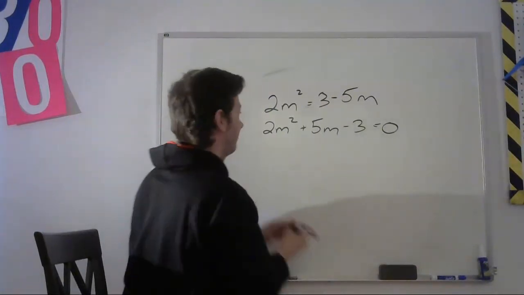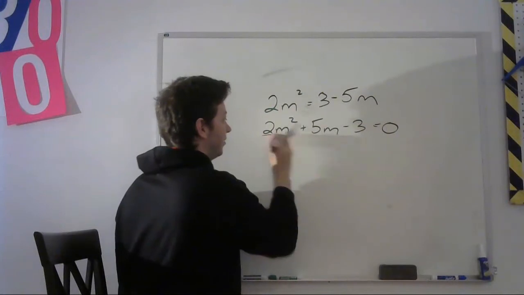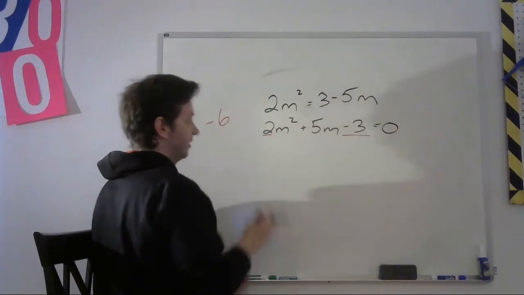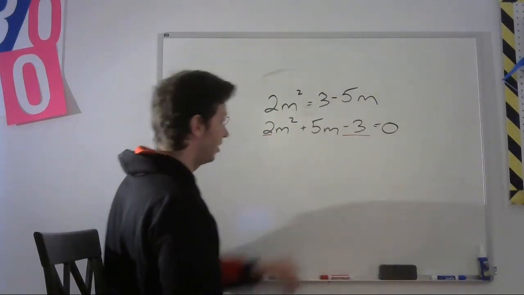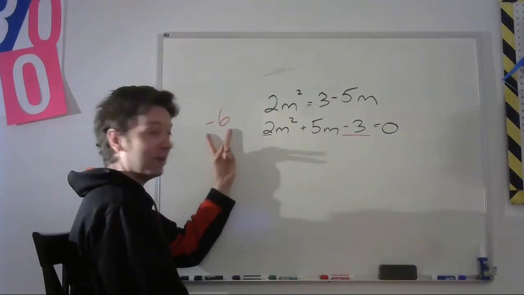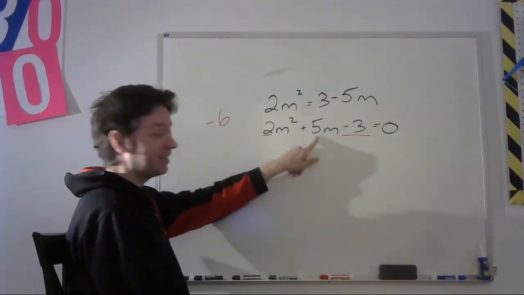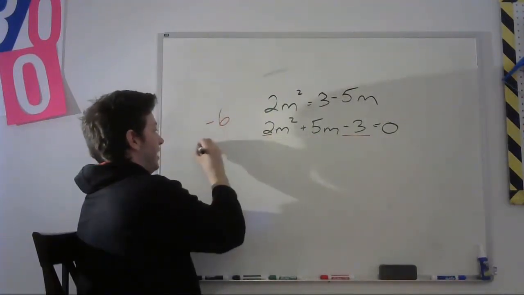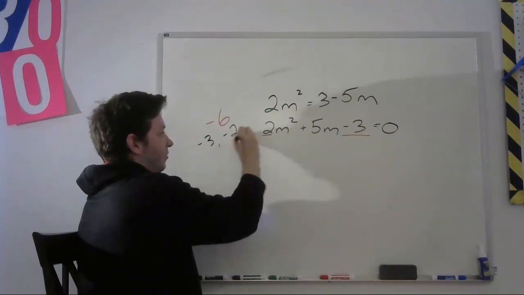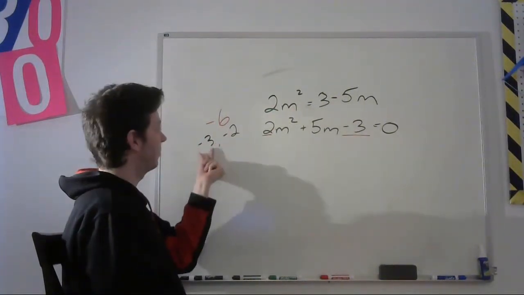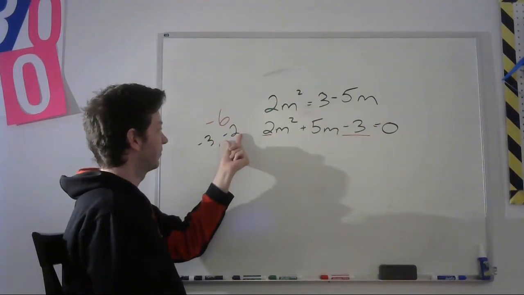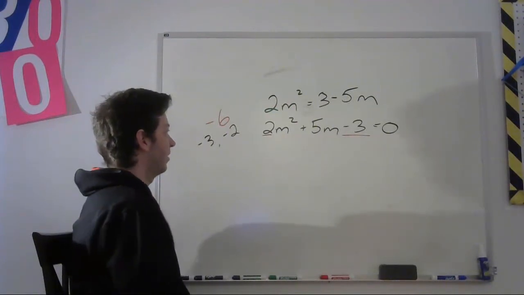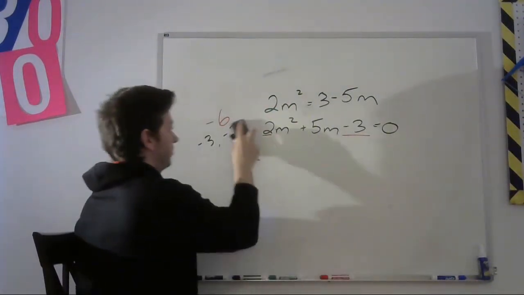So first, take your a and c term, 2 and negative 3, multiply them together, you get minus 6. And then think of two numbers that multiply to give you minus 6 and add to give you plus 5. What are those two numbers? Well, we're going to have minus 3 and minus 2. Do those work? Well, minus 3 times minus 2 gives us a positive value, so they don't multiply to give you negative 6.